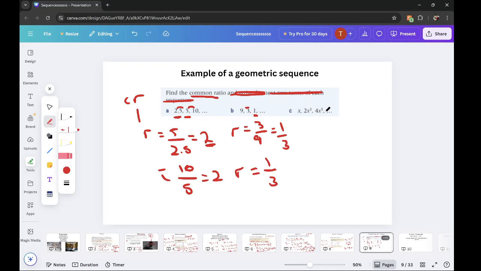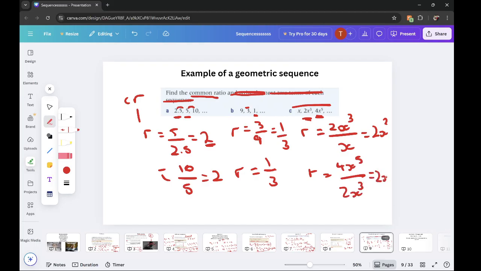Now this is represented by variables. It's given by x. Same thing applies here. r is equal to 2x cubed over x, which is 2x squared. r is equal to 4x to the power of 5 over 2x cubed. That also gives you 2x squared once you simplify, as this cancels with this, and this cancels with this. So 2x squared is what you get. So you always get the same common ratio. And I hope that makes sense. If not, you can go through it once again.